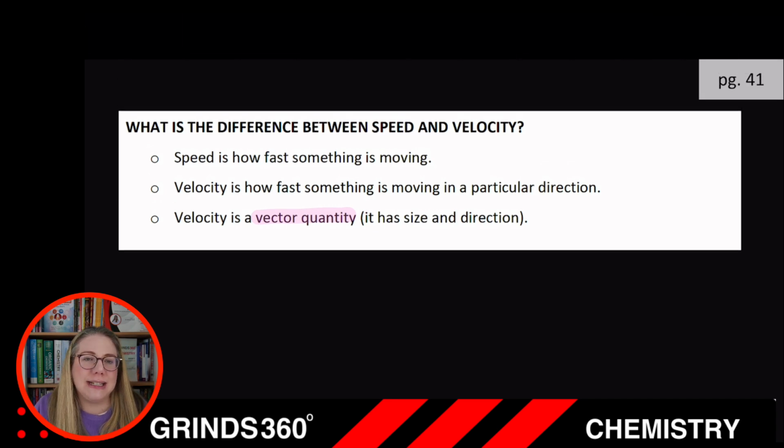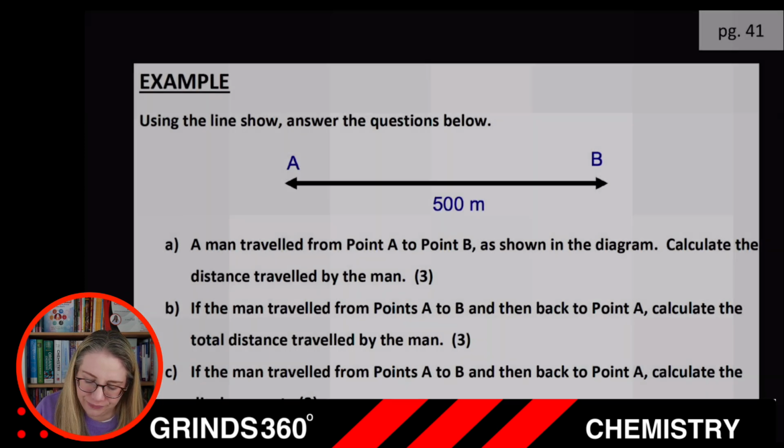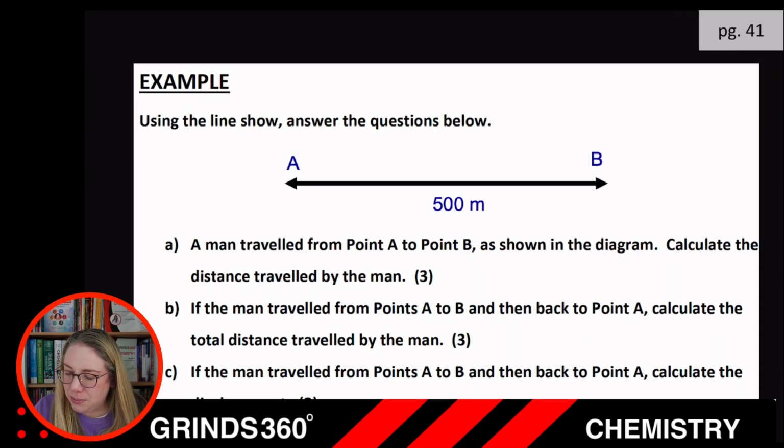And this is where scientists get ourselves into trouble a little bit, because we use the words speed and velocity interchangeably, and it does cause a little bit of confusion. But for the purposes of what you'll see for Leaving Cert or for Junior Cert, you can think of them as the same thing. Because honestly, if something is moving and it has speed, it has to be moving in a particular direction, at least at this point.